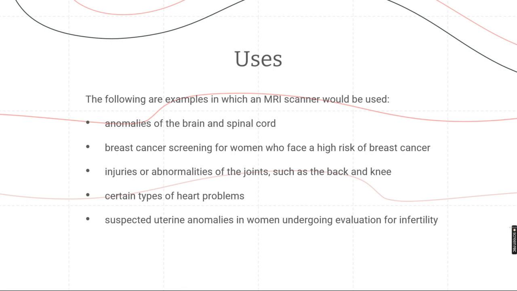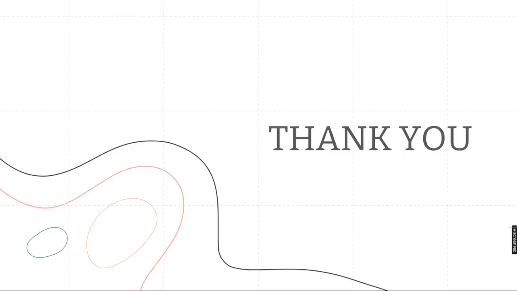The uses. The following are examples in which an MRI scan would be used: anomalies of the brain and spinal cord, breast cancer screening for women who face a high risk of breast cancer, injuries or abnormalities of the joints such as back and knee, certain types of heart problems, suspected uterine anomalies in women undergoing evaluation for infertility.